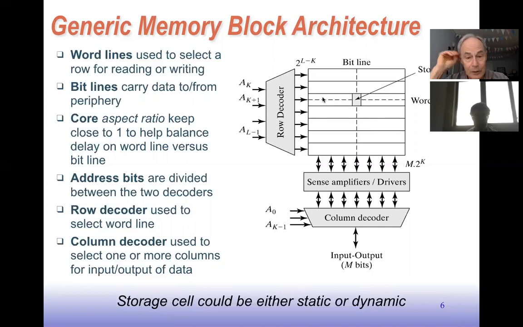And so there's a row decoder. What the row decoder does is take some of the address bits and generate a one-hot code, meaning it activates one of these rows.